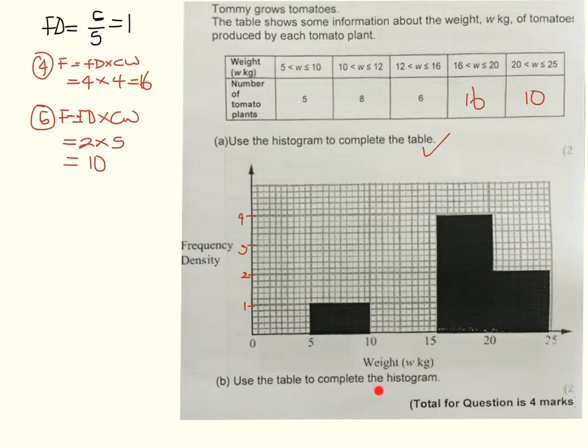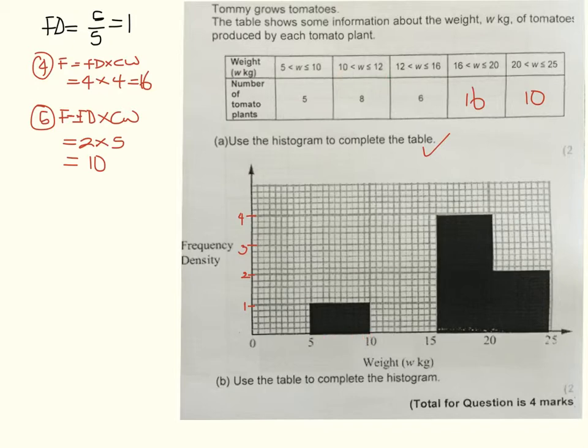Use the table to complete the histogram. Well, let's deal with some issues first. 0 to 5: there are no plants that have 0 to 5. This is a trick. You might be thinking to yourself, I might need to put something here. You don't need to put anything there. Just completely ignore that, so there's nothing there. So 5 to 10, that's bar number 1. We've already got that one.